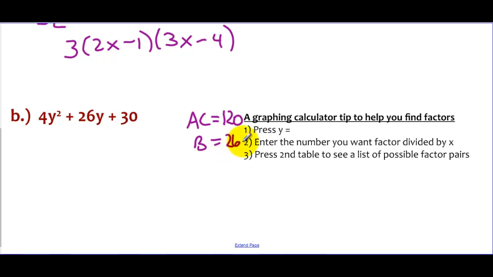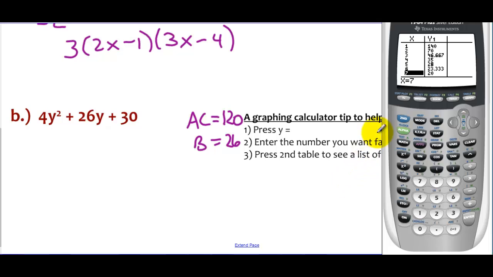Okay, so again, if you didn't watch the optional videos on AC factoring, I threw a little calculator tip in there, and I'm going to do it again here so that you can see it. If you want to use the graphing calculator, we have a very large number here, right? 120 has a lot of factors in it. We have to find ones that add up to 26. I can use the calculator. I'm going to follow these instructions: press y equals, divide the number that I want to find factors of, that's my 120, by x, and then I'm going to look in the table function.